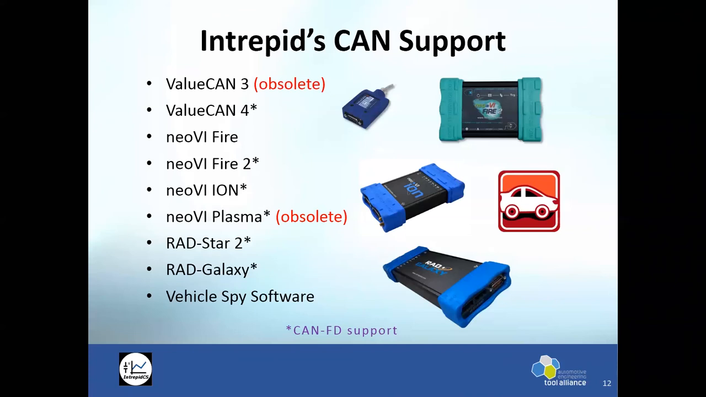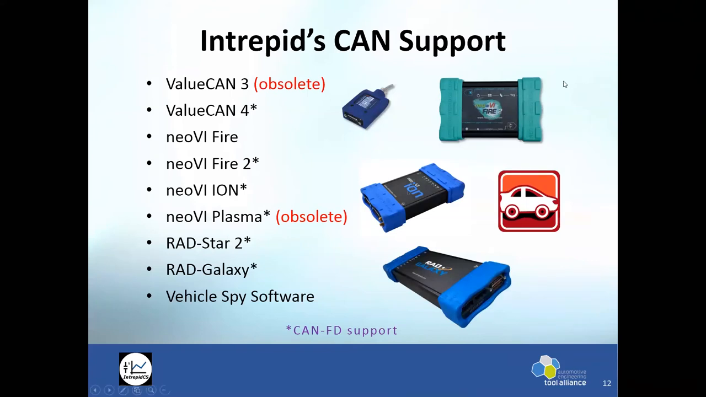So we have the ValueCAN 4 series, but when we did come out with the ValueCAN 4 series, we gave you more options. So we have a 4-1, a 4-2, a 4-2EL that has two channels of CAN, one LIN, one Ethernet, and a 4-4, which has four channels of CAN. And then everything here that's CANFD is also backwards compatible to CAN 2.0B.